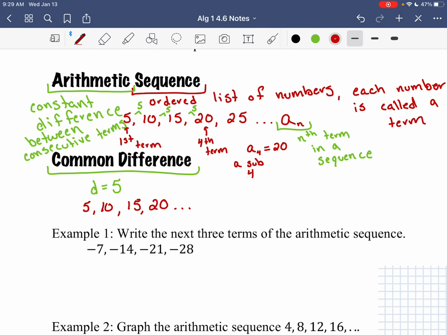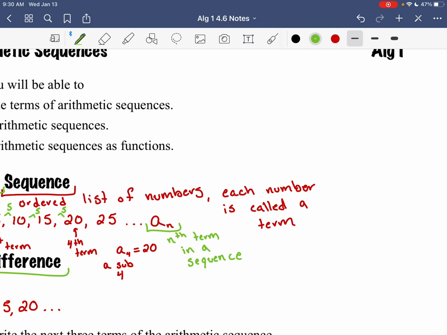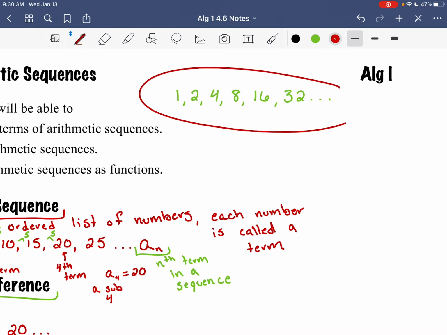So to determine whether a sequence is an arithmetic sequence, not all sequences are arithmetic sequences. For example, the sequence 1, 2, 4, 8, 16, 32. This one has a pattern: I multiply by 2 each time. 1 times 2 is 2, 2 times 2 is 4, 4 times 2 is 8, 8 times 2 is 16. But the difference there is 1, the difference there is 2, the difference there is 4, the difference there is 8. This one is not arithmetic.